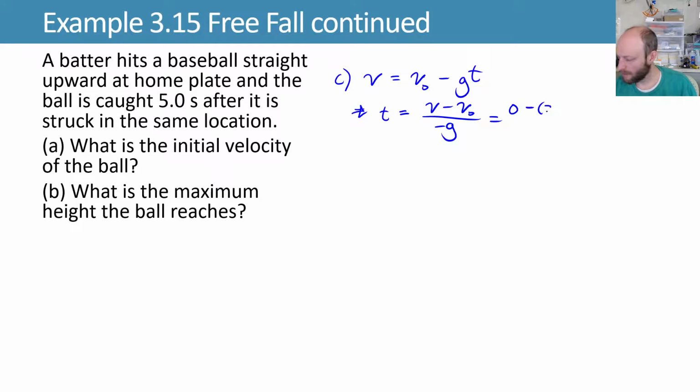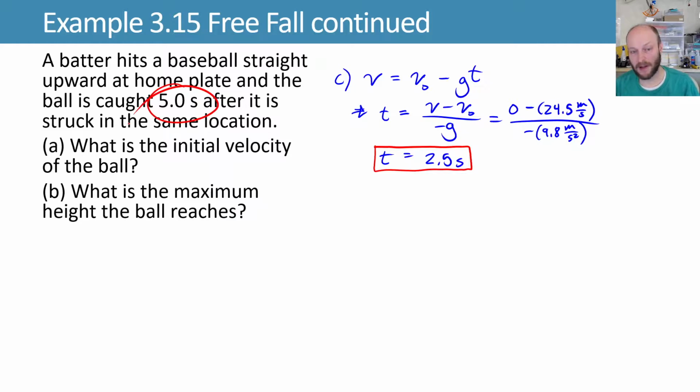0 minus 24.5 meters per second, and then divided by negative 9.8 meters per second squared. Plug that stuff in, and you get a final time of 2.5 seconds. And this probably isn't terribly surprising, given that we catch it after 5 seconds, and it spent half the time going up, and then the other half of the time coming down. Lovely.